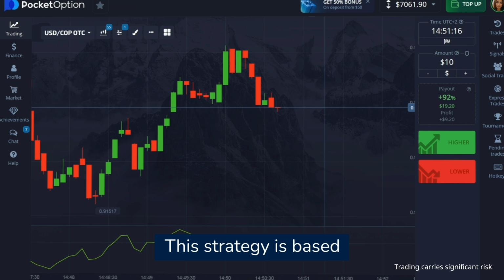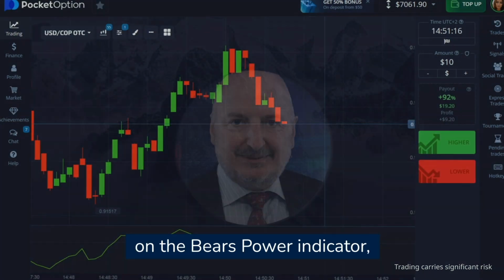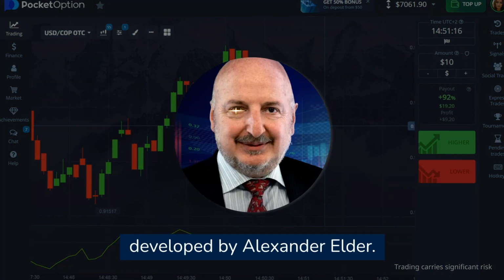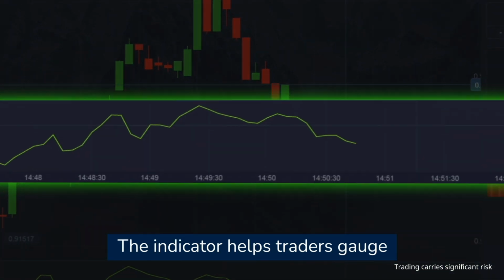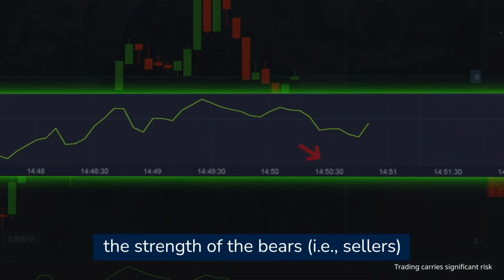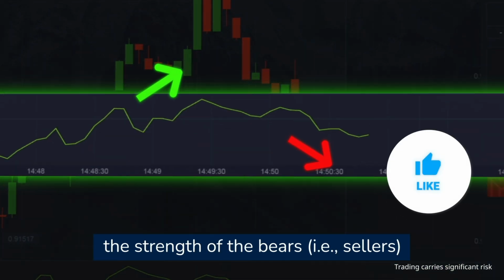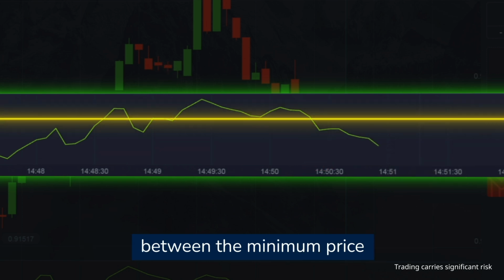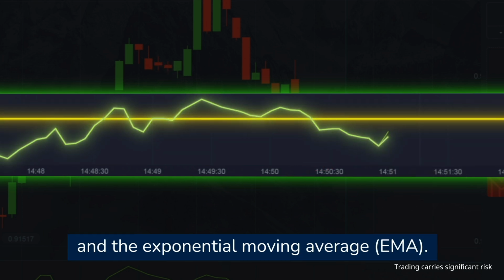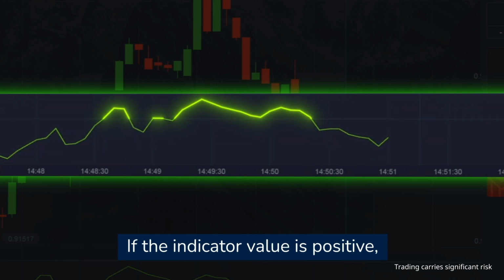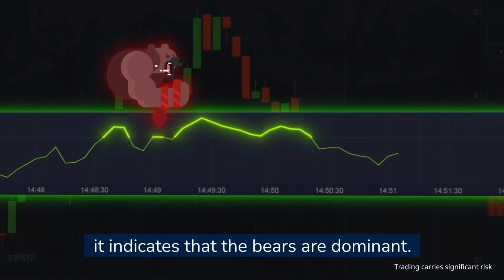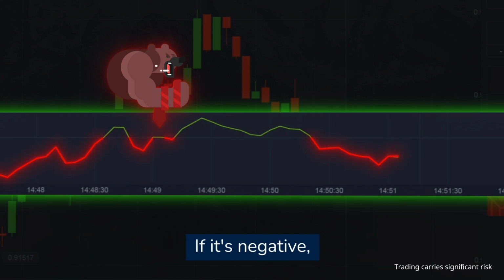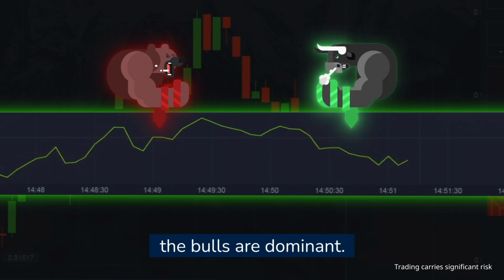This strategy is based on the Bears Power indicator developed by Alexander Elder. The indicator helps traders gauge the strength of the bears, that is sellers, in the market by measuring the difference between the minimum price and the exponential moving average, EMA. If the indicator value is positive, it indicates that the bears are dominant. If it's negative, the bulls are dominant.